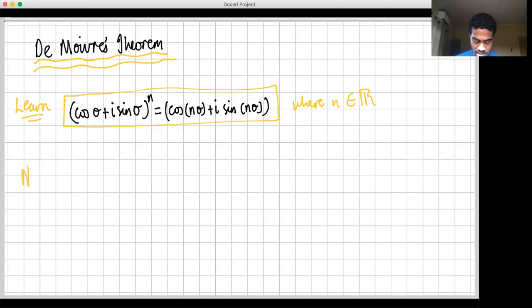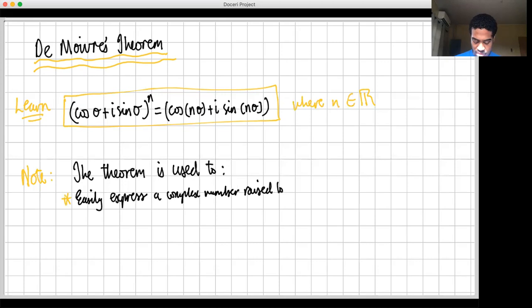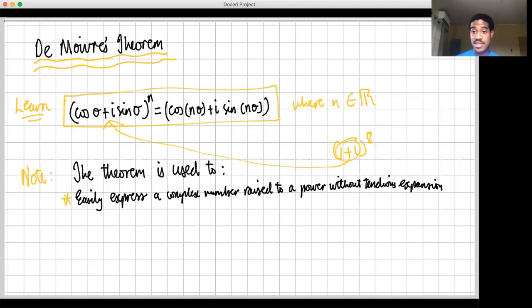Some uses of De Moivre's theorem that you can note: in the first instance, it can be used to easily express a complex number raised to a power without tedious expansion. What do we mean by this? If we have a complex number, 1 + i raised to the power of 8, instead of having to multiply this 8 times, we can express the 1 + i in its trigonometric form, as we looked at in one of my previous videos, and then apply De Moivre's theorem. That would be a more efficient and less time consuming way of getting 1 + i raised to the power of 8. So you would save time. That's one use of De Moivre's theorem.